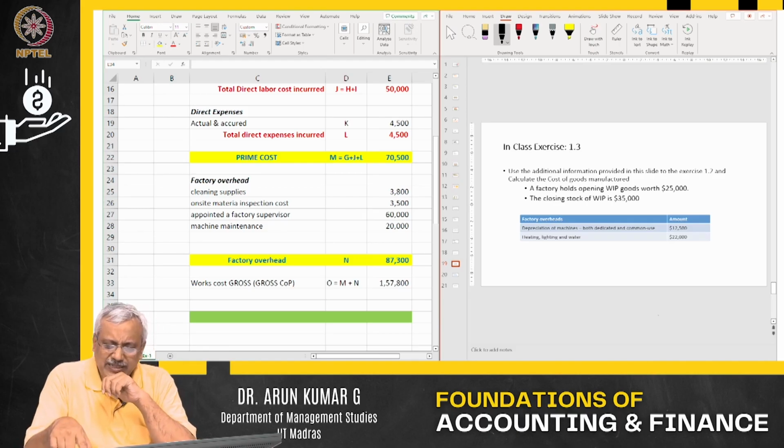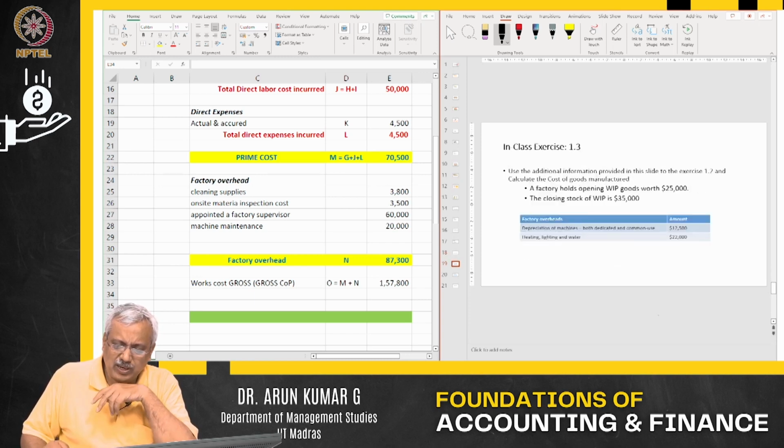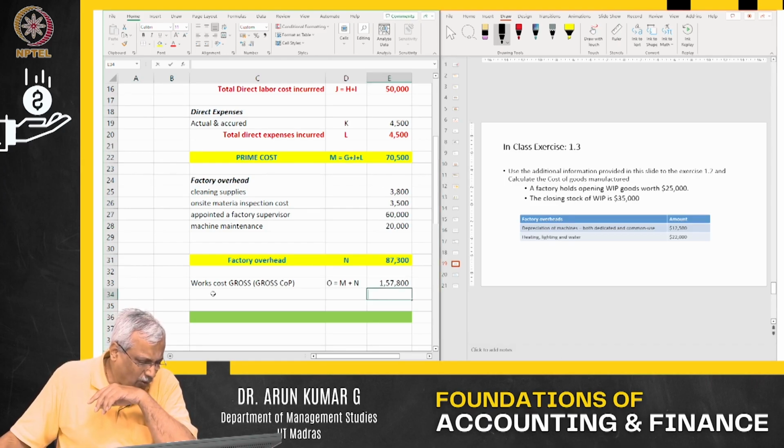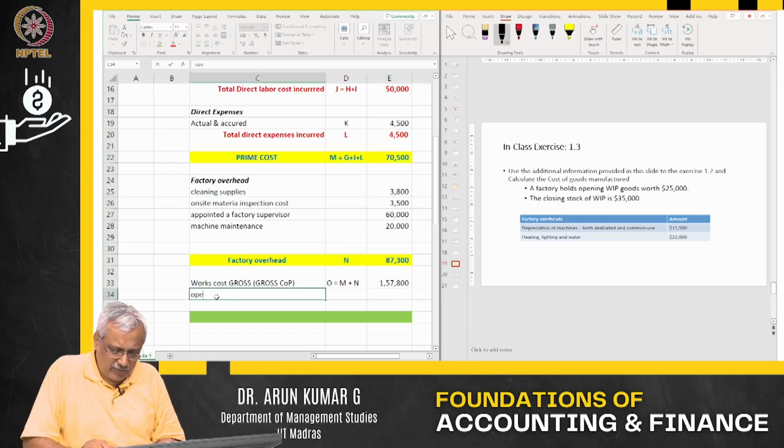Use the additional information in this slide to exercise 1.2, that is this one, and calculate the cost of goods manufactured, cost of production and cost of goods manufactured. The factory holds an opening work in progress of about $25,000, and the closing work in process of about $35,000. Now, let us look at opening work in process.